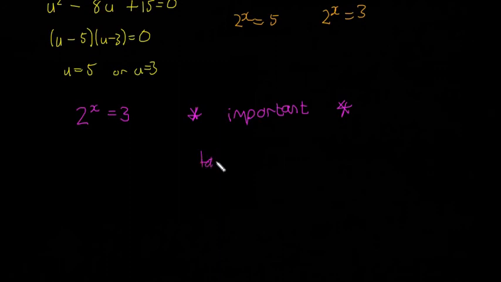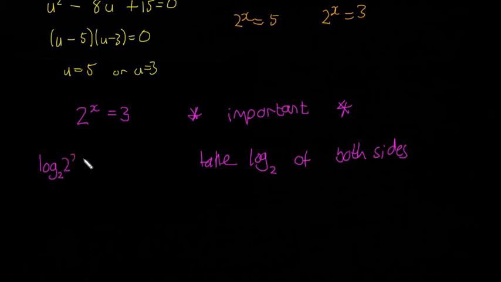So I'm just going to say that. Take log of both sides. Okay, and you can pick any base. So I'm going to say to the base 2, and that's because it's 2 to the power of x here. So it's going to be log to the base 2 of 2 to the power of x is equal to log to the base 2 of 3.